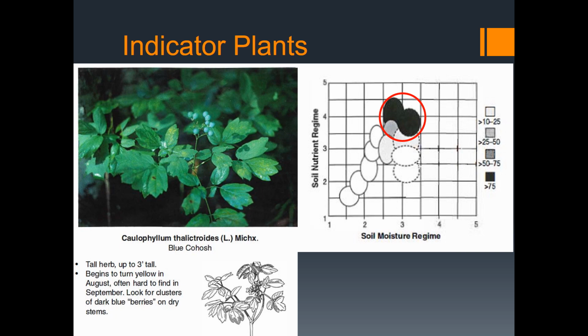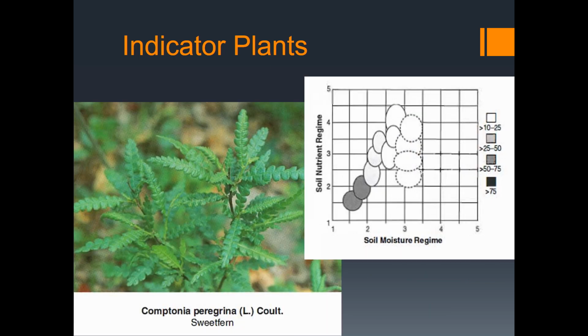Then we have a plant like blue cohosh, so that's a really good indicator of really rich sites. So you can see it has a narrow ecological amplitude, it's just growing in those very rich sites, and it has a very high frequency in those sites too. So that means if you're in a really rich site, there's a high likelihood that it will be there, so that makes it a really good indicator.